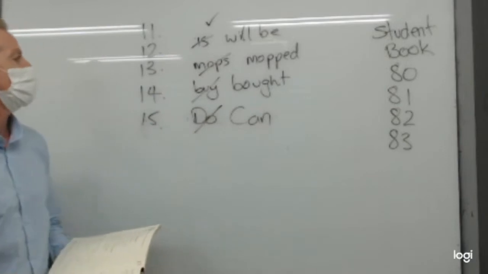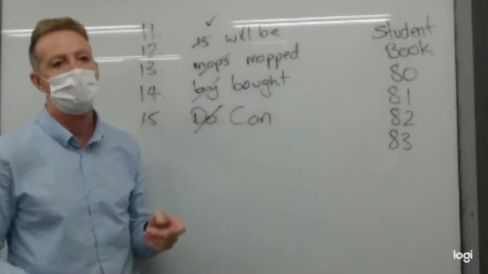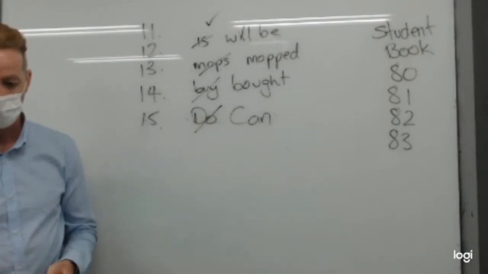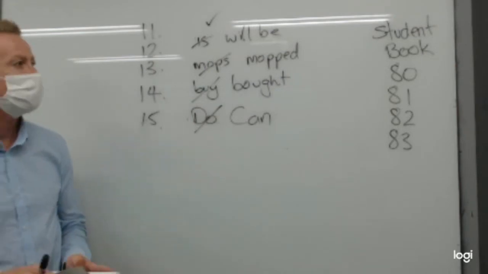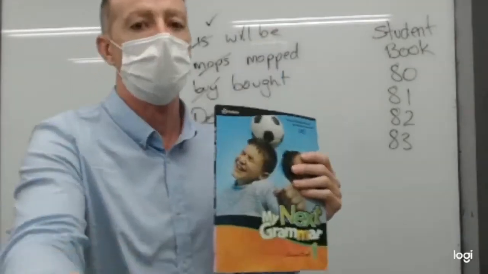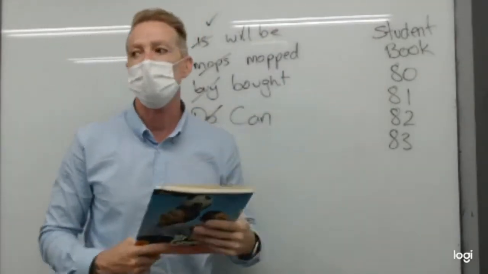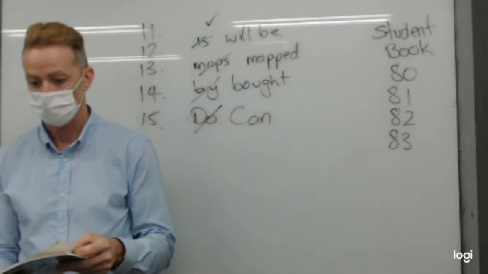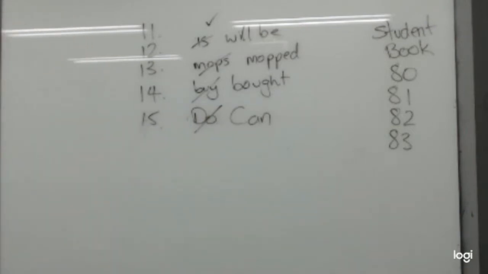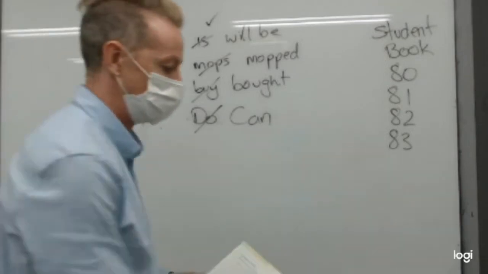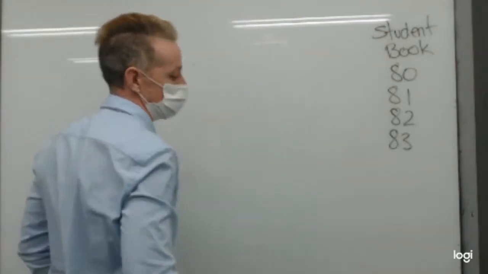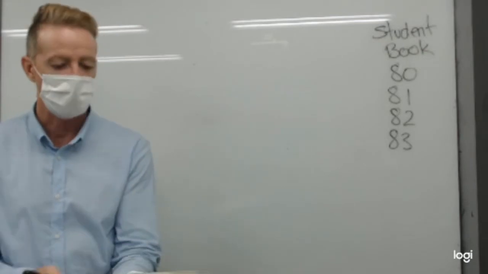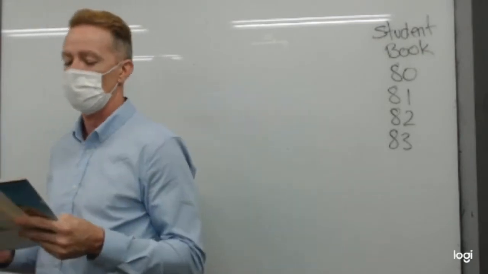All right, so there are the answers for 11, 12, 13, 14, 15. 11 was the correct sentence. Okay, Sam? Alright, let's do the student book, please, if you're watching at home. Page 80, we are doing lesson 19. We are doing more adverbs.